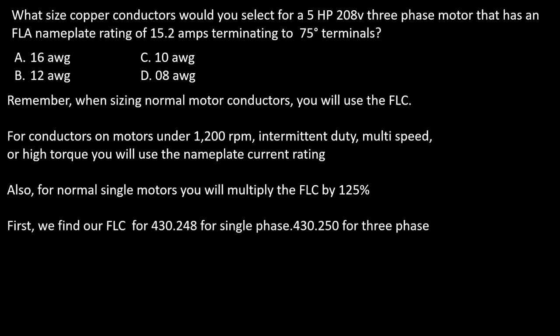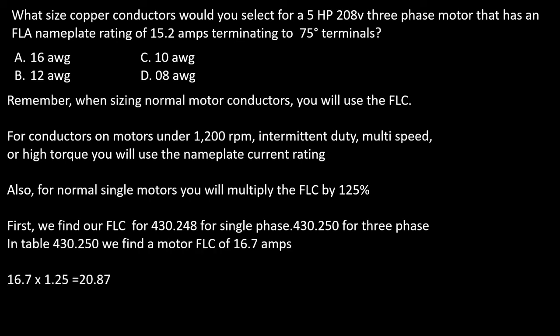So first we're going to head to 430.250 because this is 3-phase. We come down on the left-hand side, and then we're going to select our horsepower. Then we come across the top, we're going to select our voltage, and then we're going to tee off and find out that this motor's FLC is actually 16.7 amps. Now we're going to take that 16.7, we're going to multiply it by 1.25, and that's going to give us a new amp of 20.87.